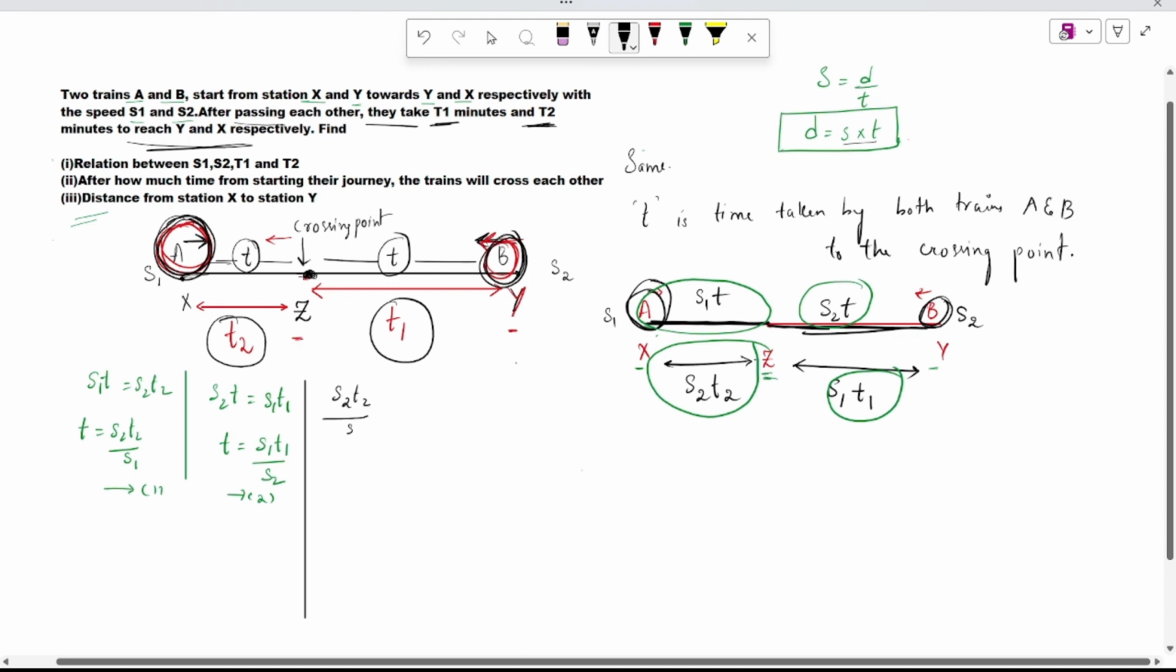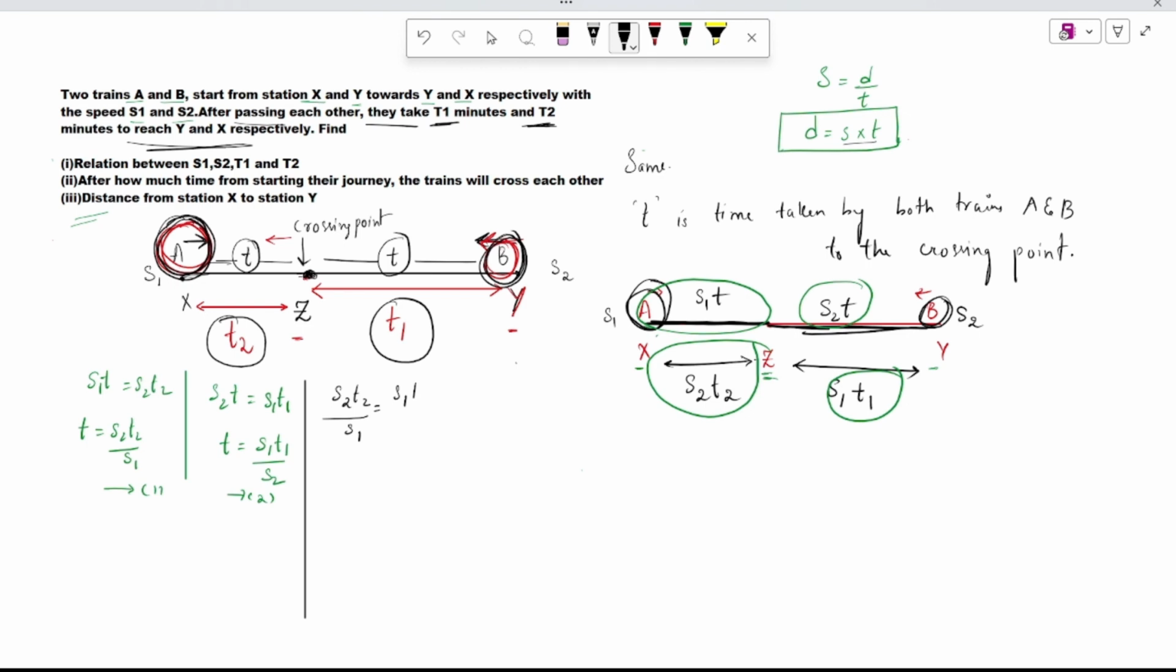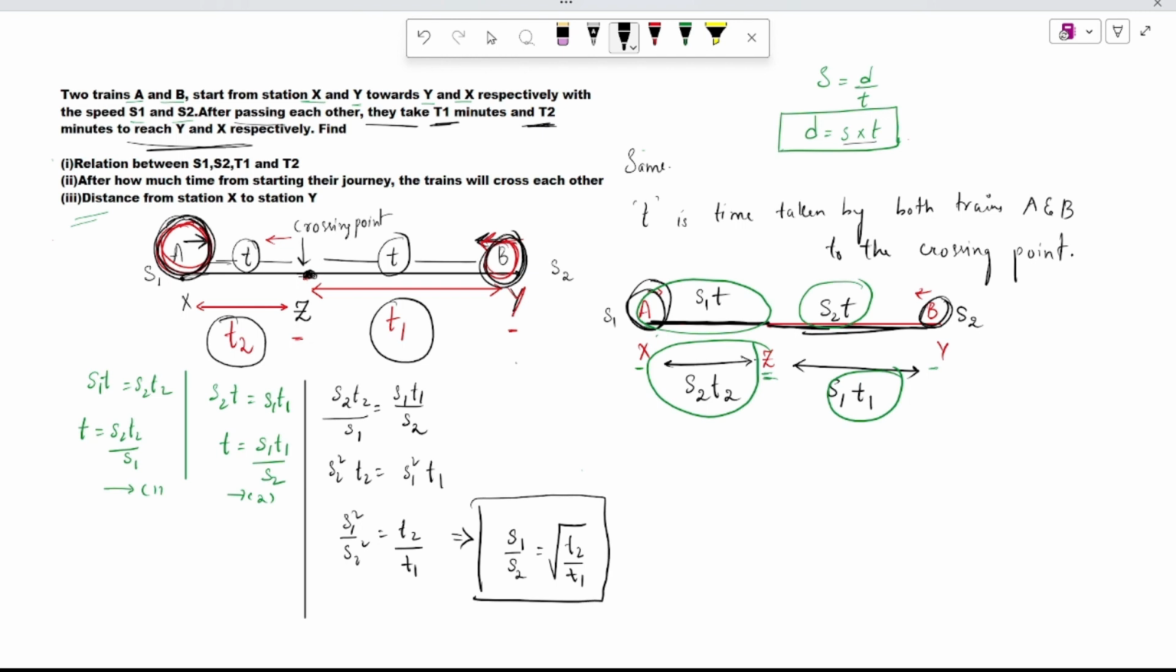So if we equate both the times, we get S2T2 by S1 is equal to S1T1 by S2. If we cross multiply, S2 square T2 is equal to S1 square T1. So S1 square by S2 square is equal to T2 by T1. So what we got here, S1 by S2 is equal to square root of T2 by T1. This is the formula I said at the start of the video.